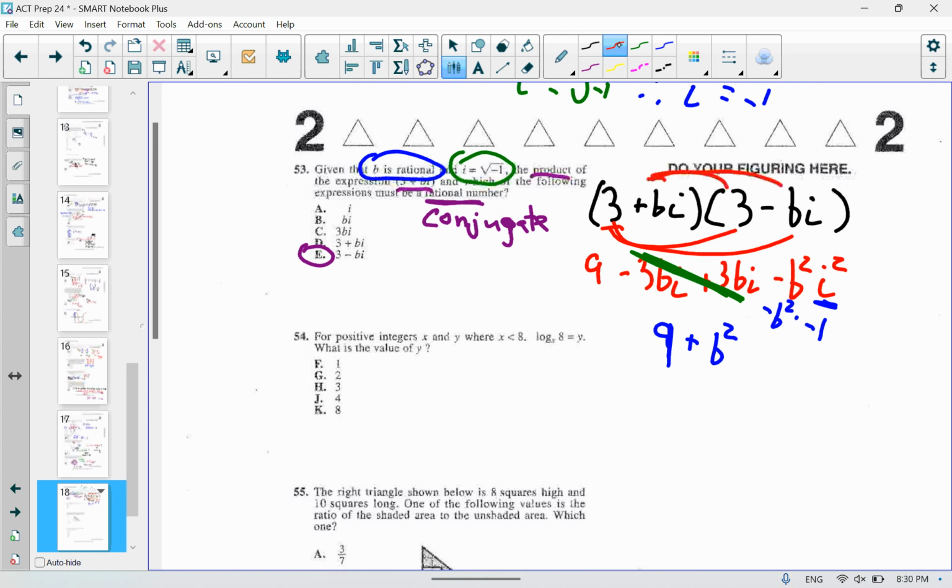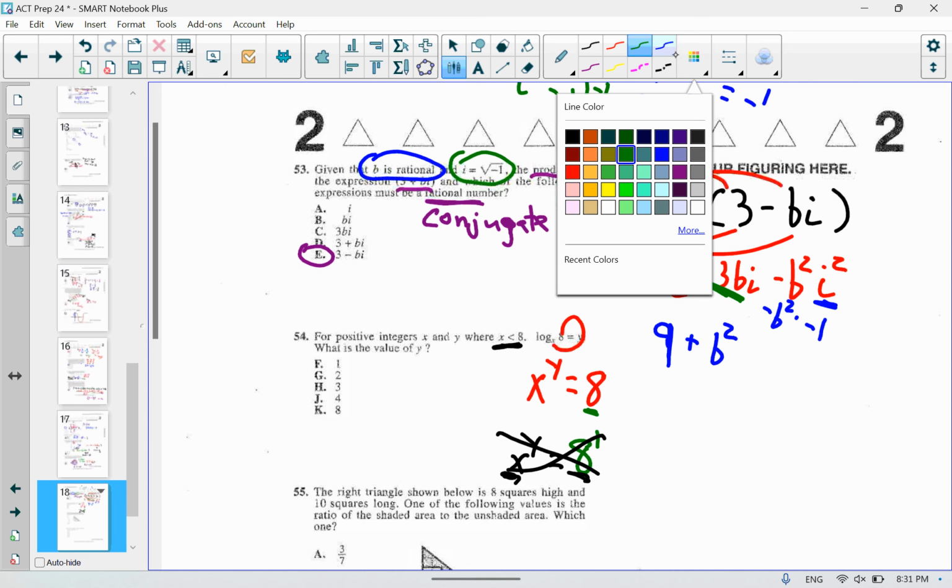54, I can use the idea that logs can be rewritten as exponentials using the spiral. So x to the power of y equals 8. Now, 8 can be rewritten in exponential form in 2 ways. First of all, obviously, 8 to the power of 1. However, if I were to do that, I know that x has to be less than 8, so that doesn't work because then my base numbers would be congruent.